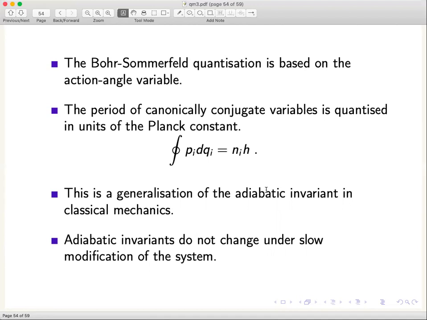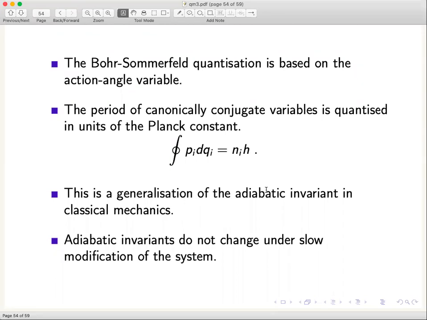So coming back to Bohr-Sommerfeld quantization, that is based on the classical action-angle variable formulation, and in that, what you do is that if you are looking at the period of canonically conjugate variables, then you would quantize that in units of Planck's constant.